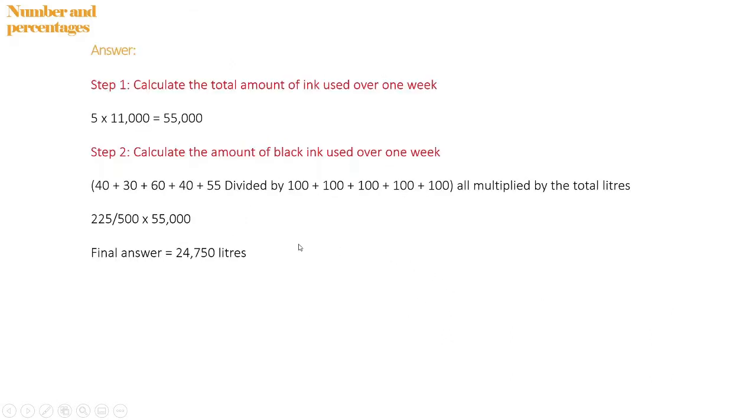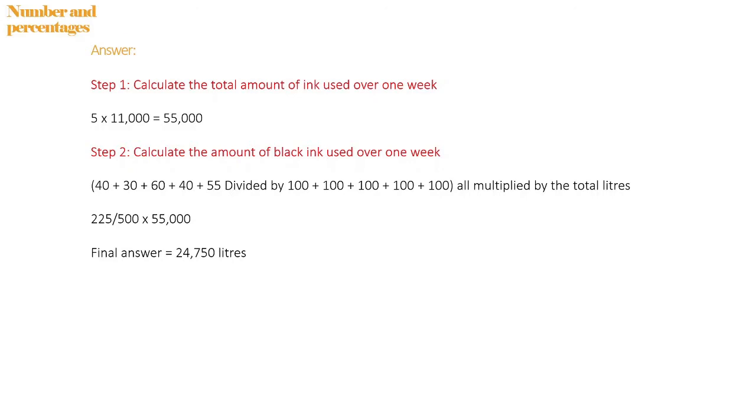So this here is the total amount of black used. This is then the total percentage of all ink used. So that is 225 divided by 500, and then all multiplied by the total amount of litres. First of all you add all your black up, add all of the ink used in total, then multiply that by 55,000, and that gets you a total of 24,750.